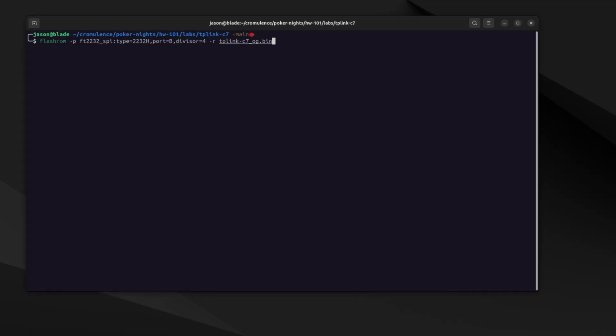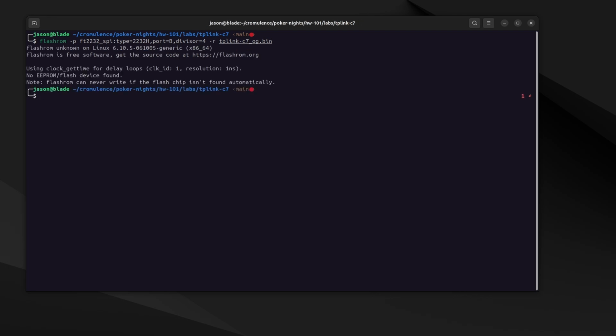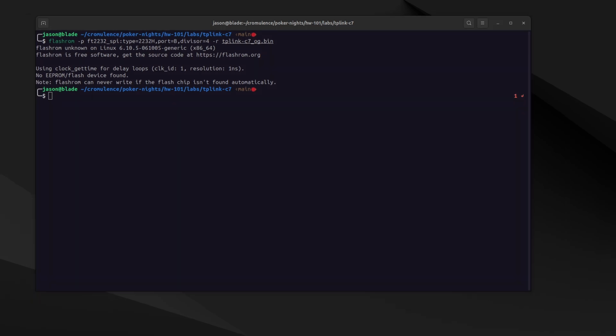So we're going to run Flash ROM. Your connection string might vary if you're not using a TiGuard, but it does support a lot of different hardware. You can check the Flash ROM manual for more information if you're using something else. So we'll run that, and we see that it cannot connect to it.